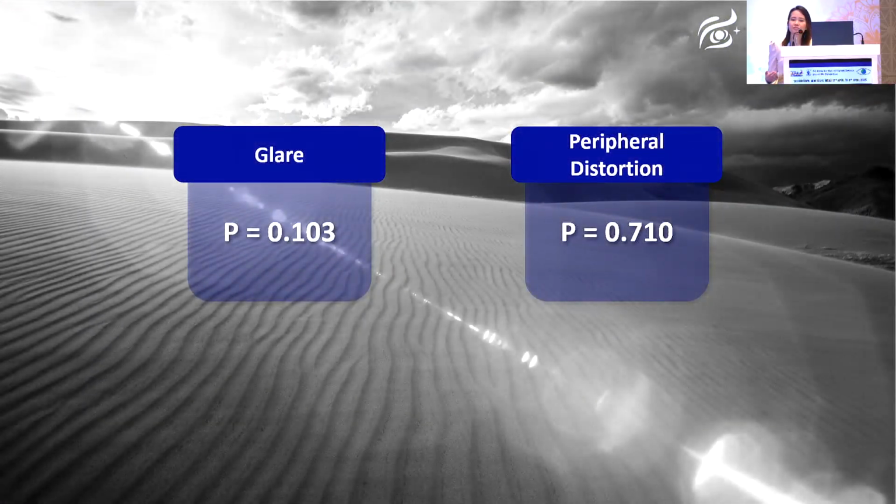How about in terms of glare as well as peripheral distortion? Do these children experience any of this, you might wonder, after adding on the Essilor Stellest lenses? Well, there's no significant difference, if you can see, in terms of the p-value before and after adding the Stellest on top of their low-dose atropine eye drops.